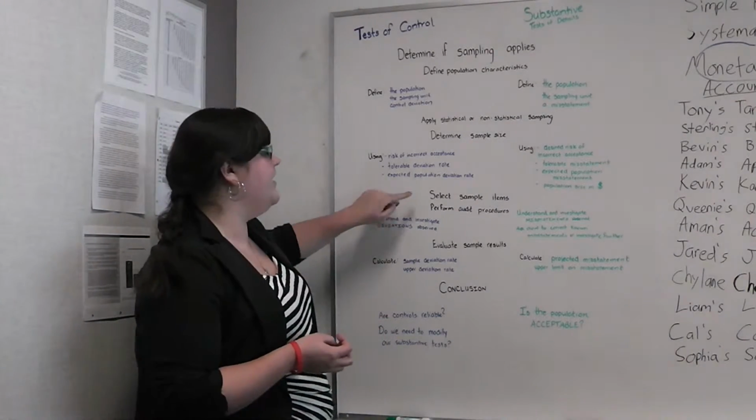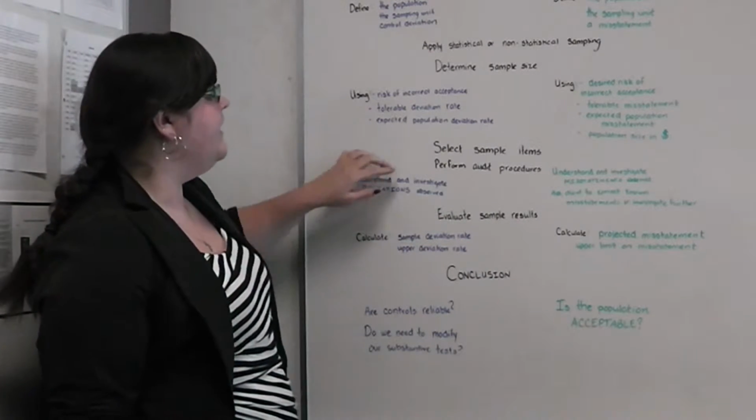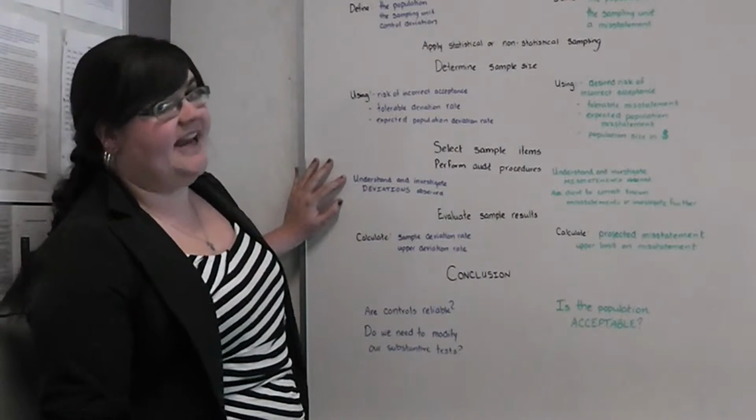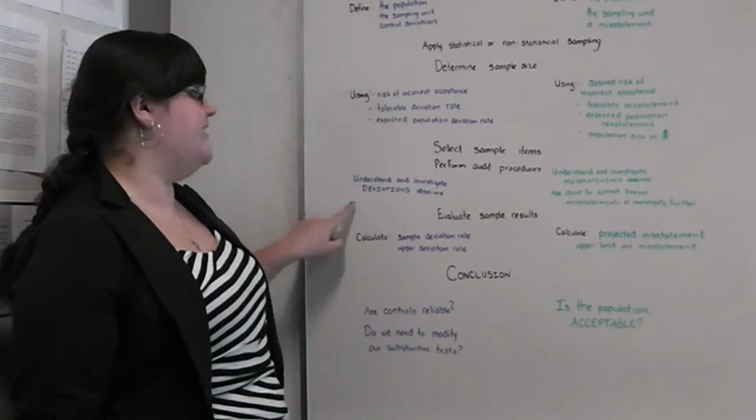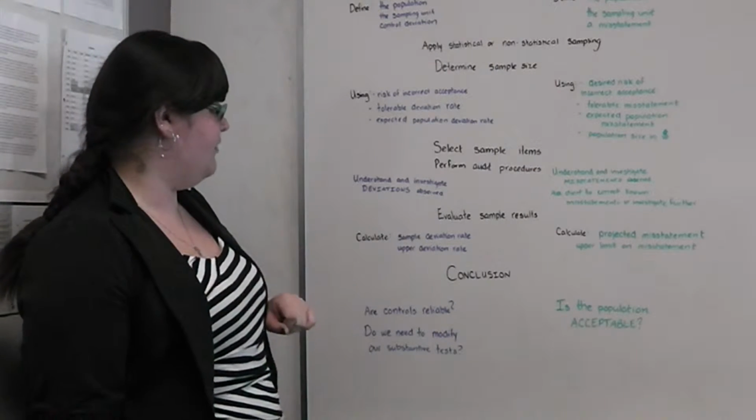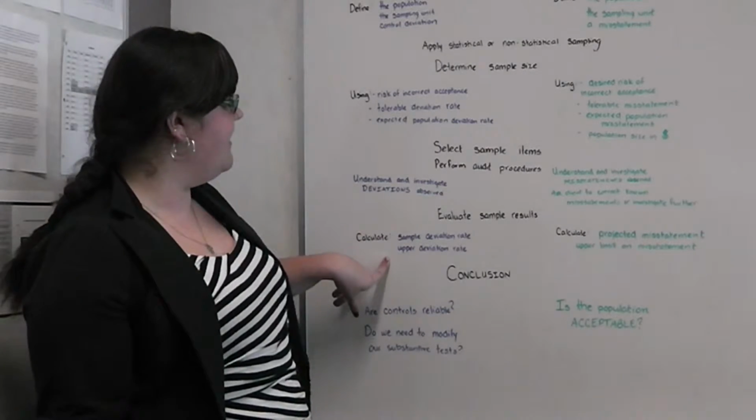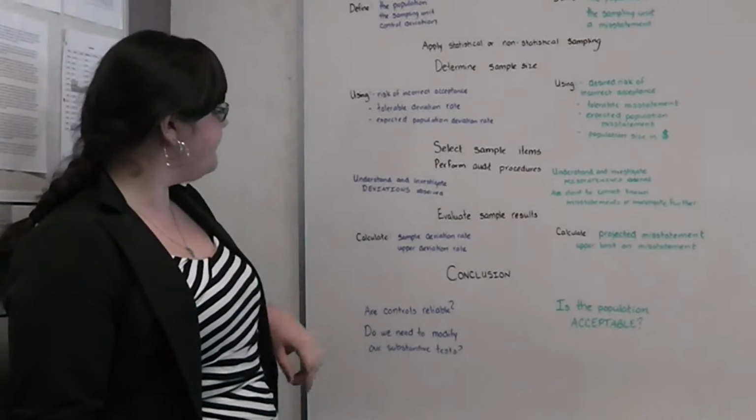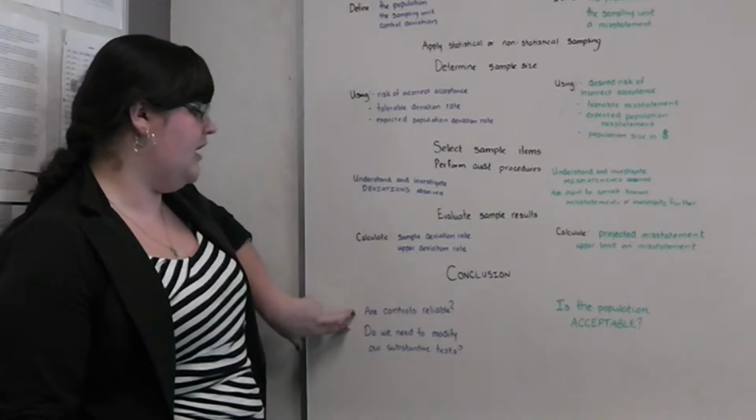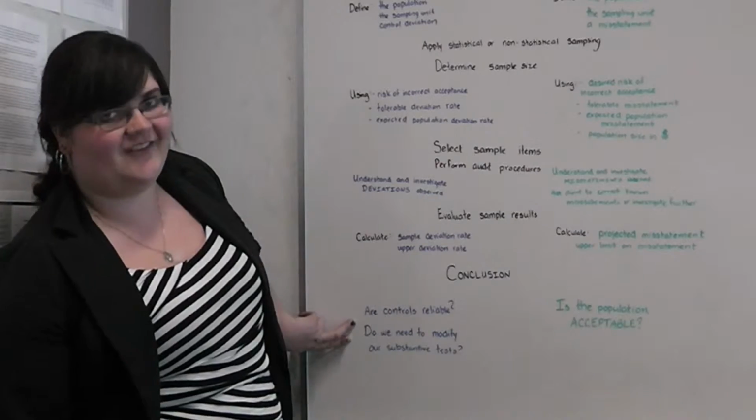So then the next part is that we would select our sample items, which again we had seen prior to, and then we would perform our audit procedures. So in this case here, we would understand and investigate any of the deviations observed. We would then evaluate our sample results, and this would include calculating the sample deviation rate and the upper deviation rate. And then we would make our conclusions. And our conclusions will include whether or not the controls are reliable and whether or not we need to modify our substantive tests.